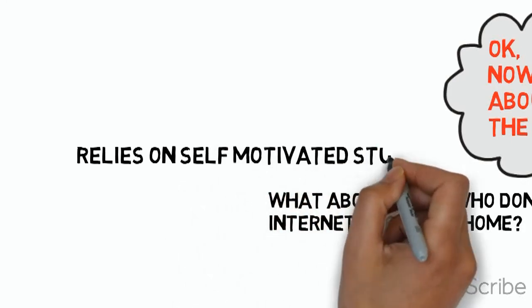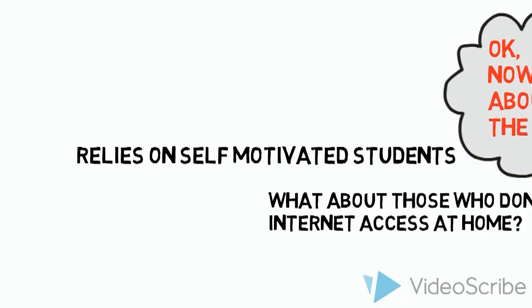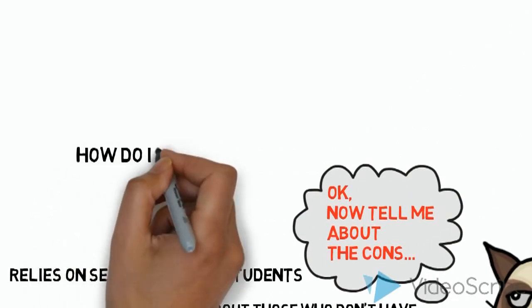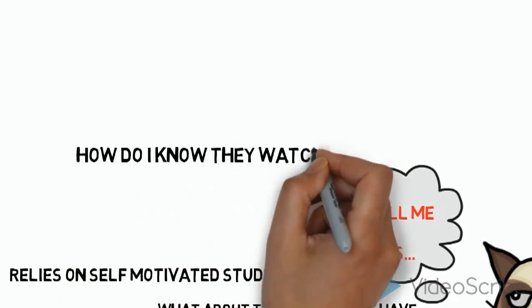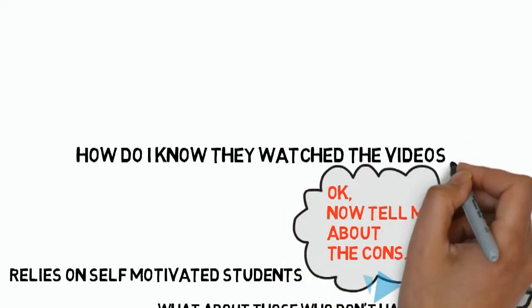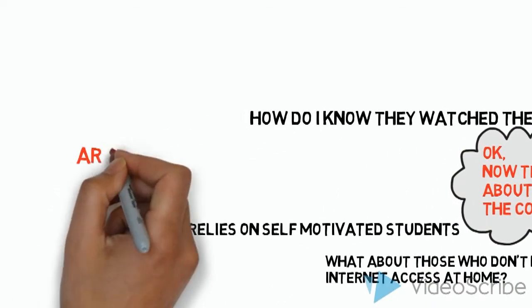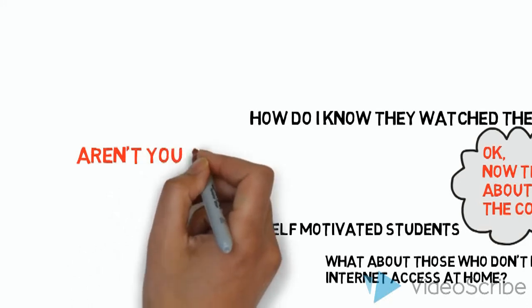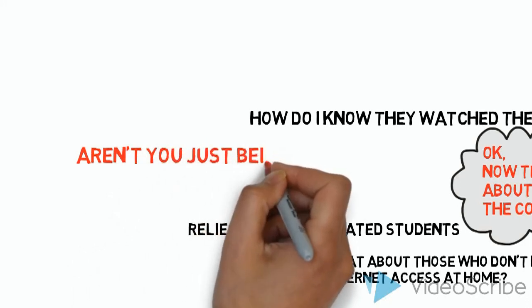The model seems to rely heavily on self-motivated students. Yes, students do need to be self-managing and motivated, but the evidence suggests that this model is highly engaging for students. How will I know if the videos have been watched? I'm currently working on a system where students might have to summarise their learning video or ask a question of it. Am I just being a lazy teacher?